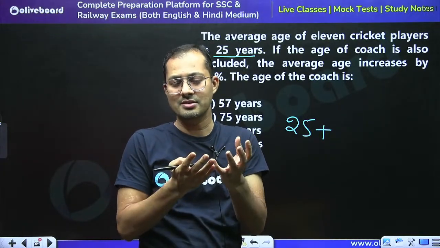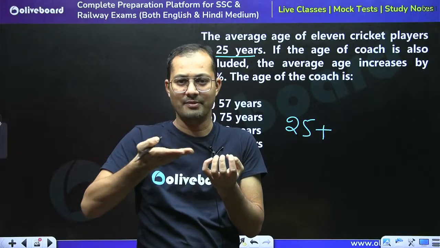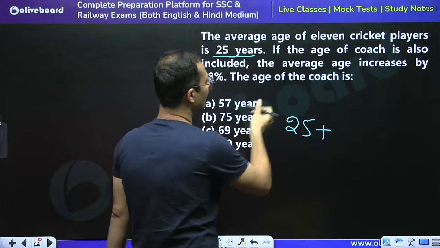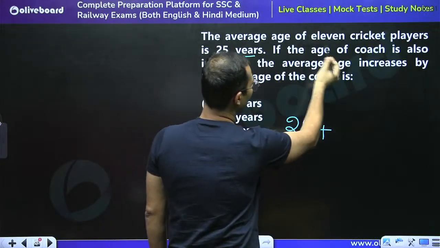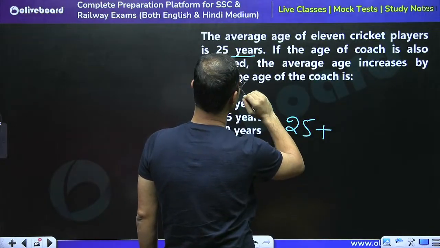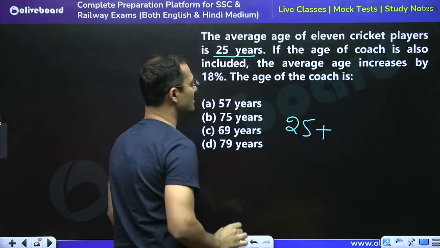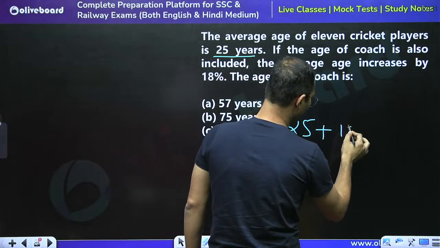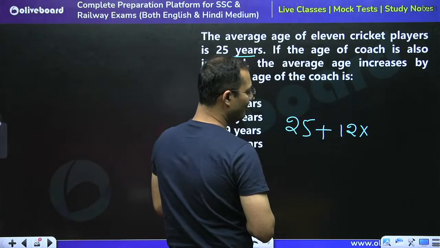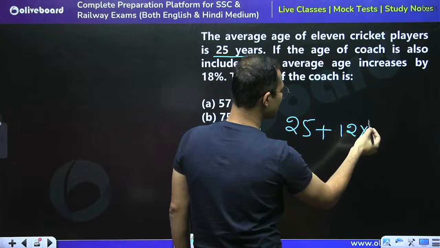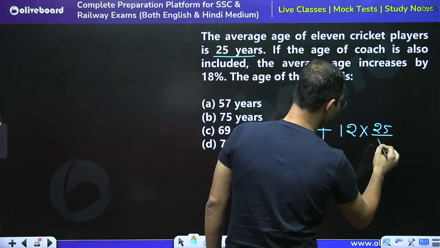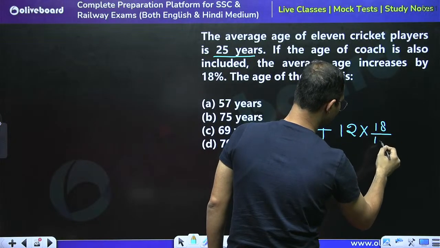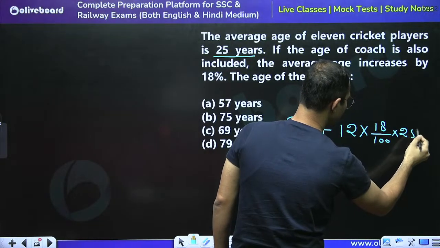It will increase by the extra age, or extra value, right? So what is the extra value? What are the total observations? The total observation is 11 plus 1, 11 cricketers and 1 coach, so the total is 12. The average is increased by 18%, so 18% of 25. Simply just solve it, right?